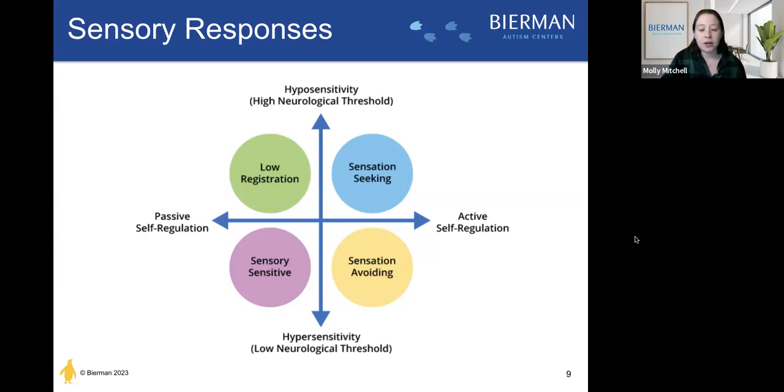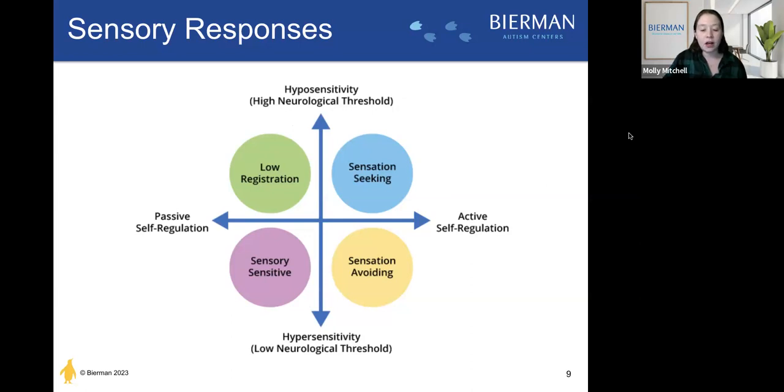This visual also categorizes responses based on the threshold and the type of self-regulation. So you see at the top, hyposensitivity is when an individual has a high threshold for sensory input. And so low registration is the passive response to having a high threshold, and sensory seeking is the active response to having a high threshold. Hypersensitivity at the bottom is when an individual has a low threshold for sensory input. And so sensory sensitivity is the passive response to having a low threshold, and sensory avoiding is the active response to having a high or a low threshold.